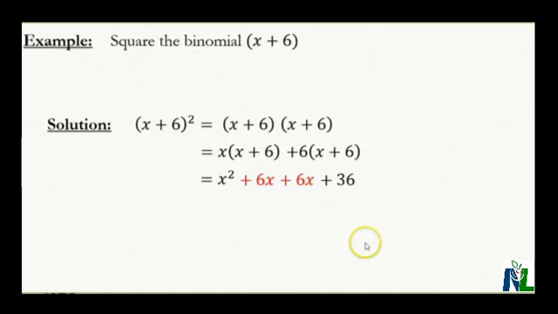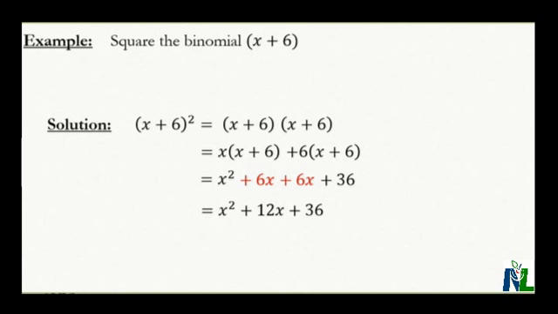To finish, we must simplify by combining like terms, which I have color-coded. The simplified polynomial is x squared plus 12x plus 36. The resulting polynomial is called a perfect square trinomial.